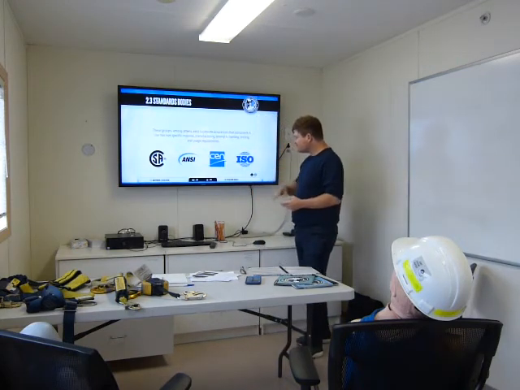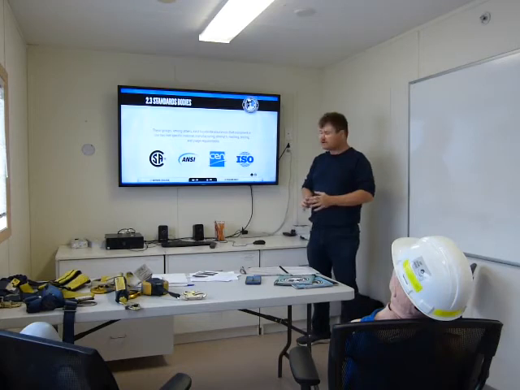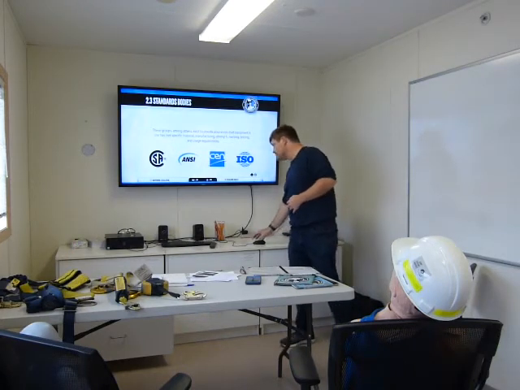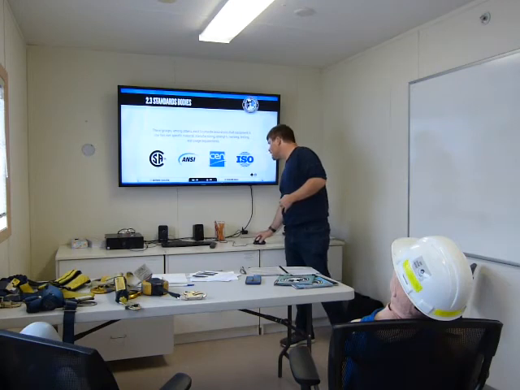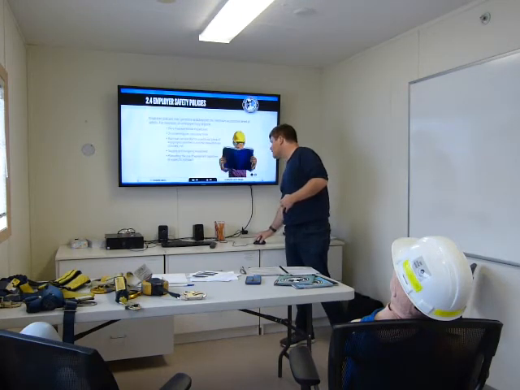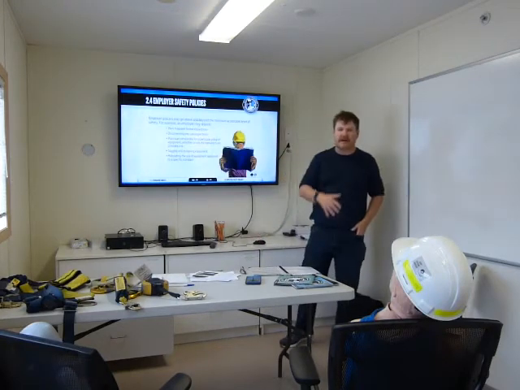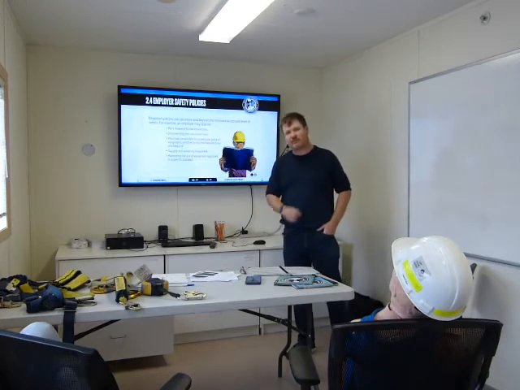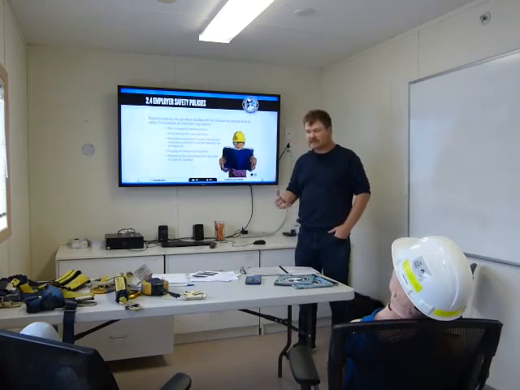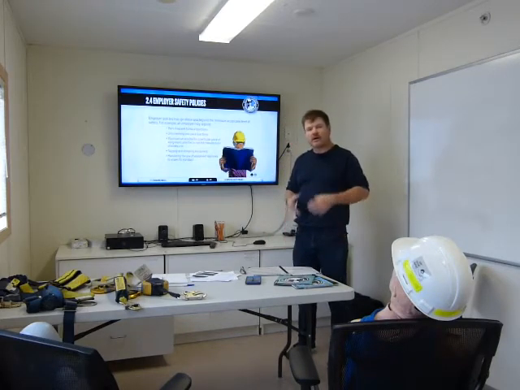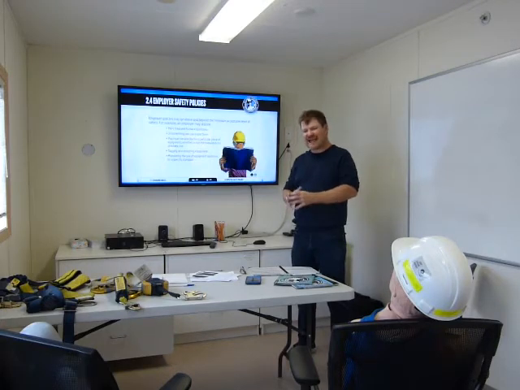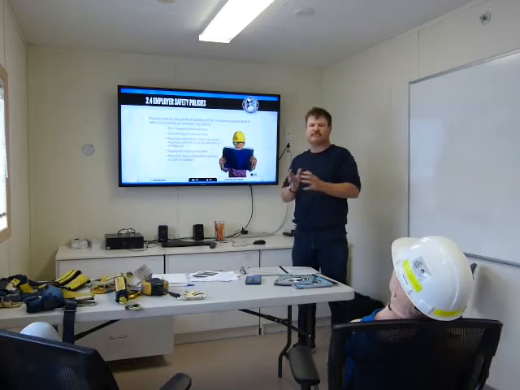We have CEN, which is the European Standards Association. We have ISO, International Standards Organization. When we talk about ISO, what we're often talking about is the process for manufacturing, quality assurance, and so forth. So when you look at an ISO standard such as 9001, what you're talking about is how the product was made as opposed to the standards to which it was made.